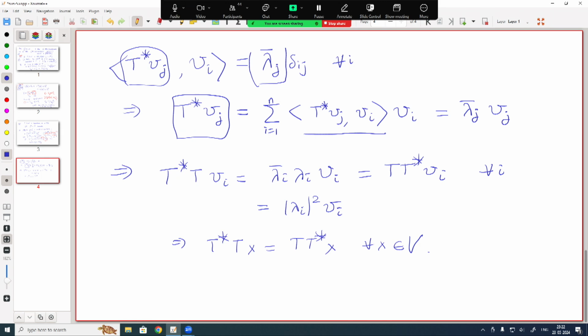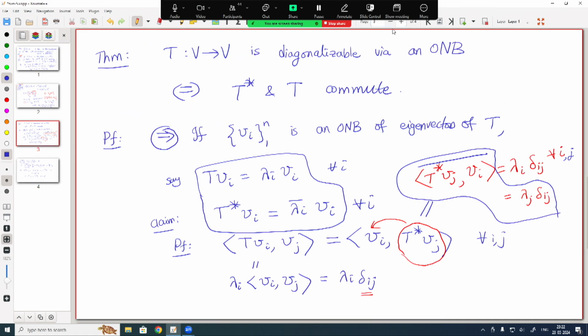Therefore, they commute. So, this is one direction: if T is diagonalizable via an orthonormal basis, then T star actually has the same basis and they both commute. Okay, let us prove the converse.